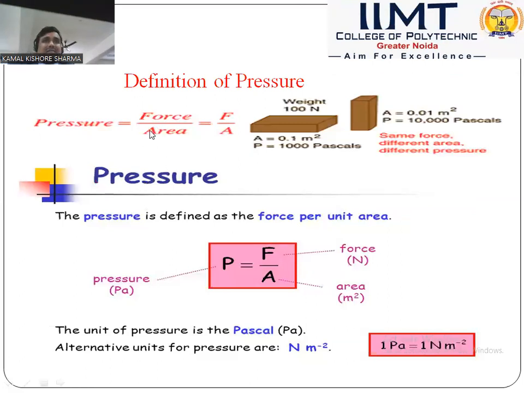And pressure is equal to force per unit area. Force per cross sectional area is called pressure. So pressure is defined as force per unit area. Here same force, different area and different pressure. We have to put the value F upon A in this pressure formula. So pressure unit is Pascal, force unit is Newton, and area unit is meter square. The unit of pressure is Pascal, and 1 Pascal is equal to 1 Newton per meter square.